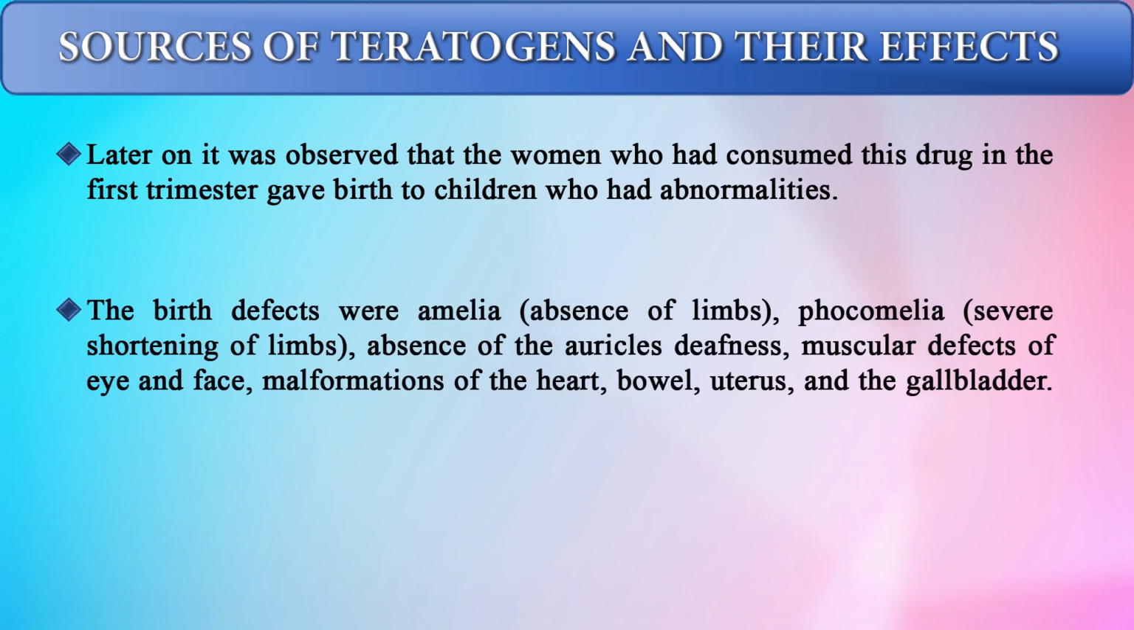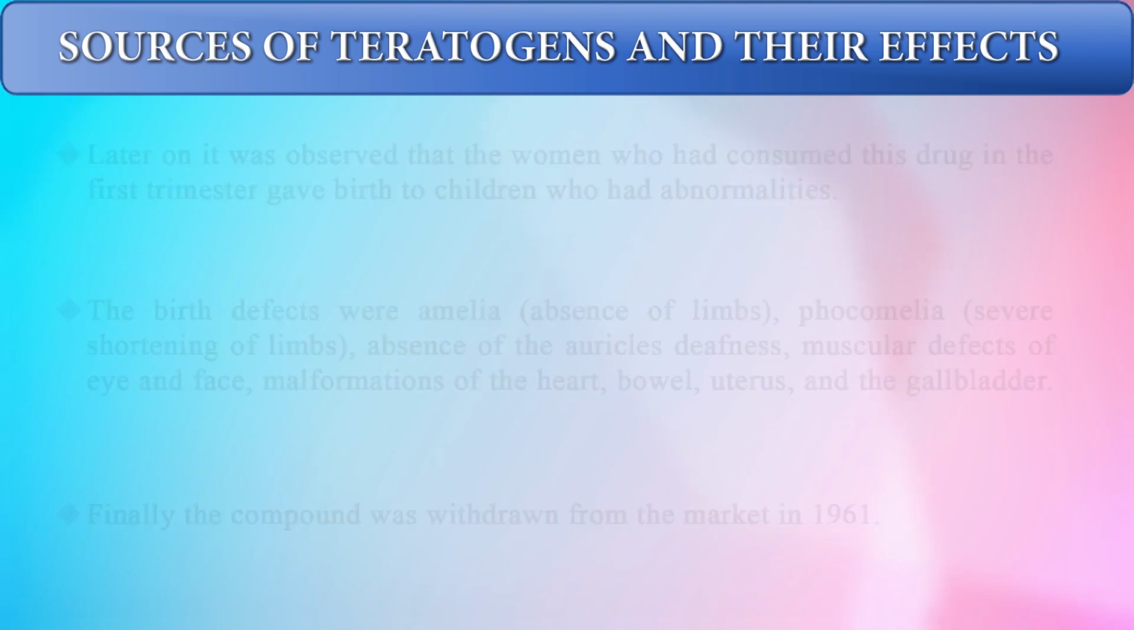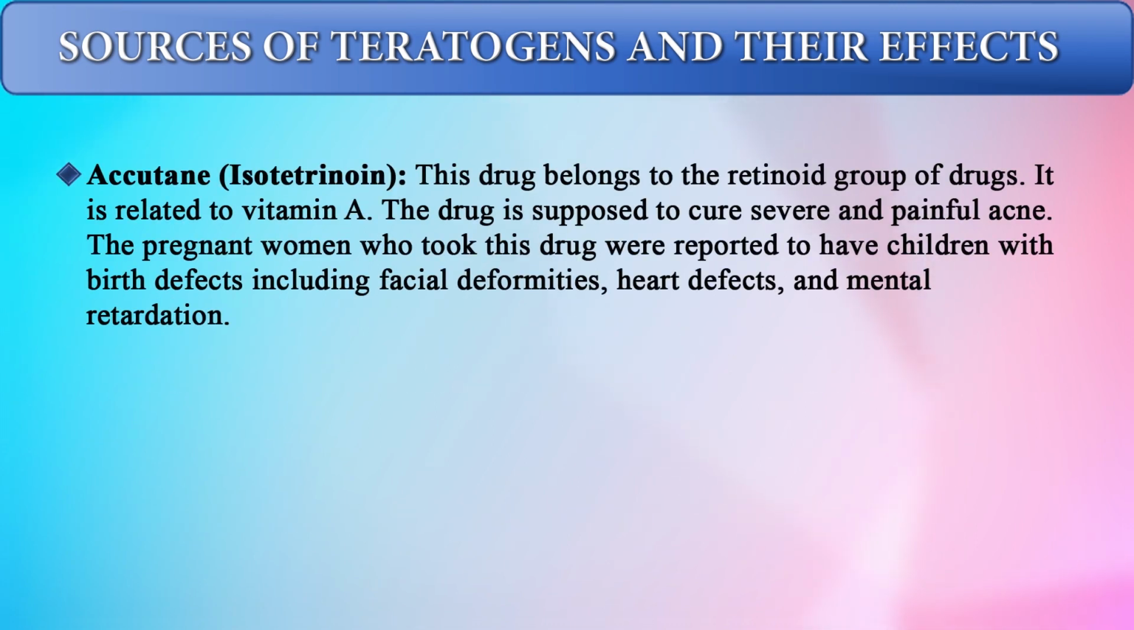The birth defects were the absence of limbs, amelia, phocomelia, that is severe shortening of the limbs, absence of the auricles creating deafness, muscular defects of the eye and the face, malformations of the heart, bowel, uterus and also the gallbladder. Finally, this compound was withdrawn from the market in 1961 because of the many effects that were observed.